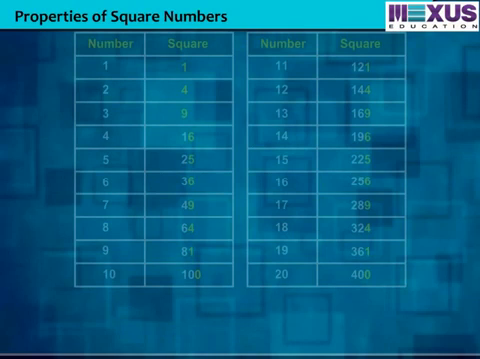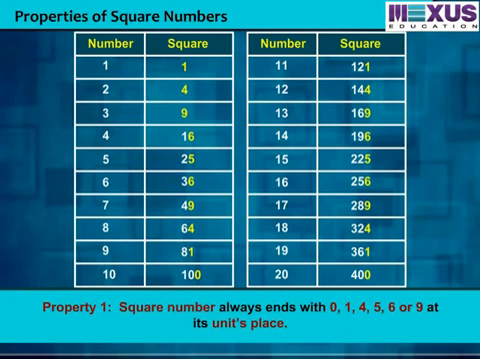Now let us understand about the properties of the square numbers. A square number always ends with 0, 1, 4, 5, 6 or 9 at its unit place. Look at the table. This is showing the squares of the numbers. You can see the ending digit of the square number is 0, 1, 4, 5, 6 or 9 at its unit place. None of these ends with 2, 3, 7 or 8 at its unit place.